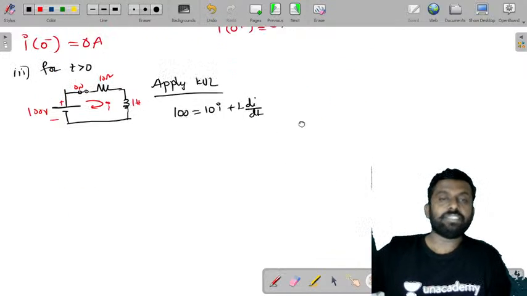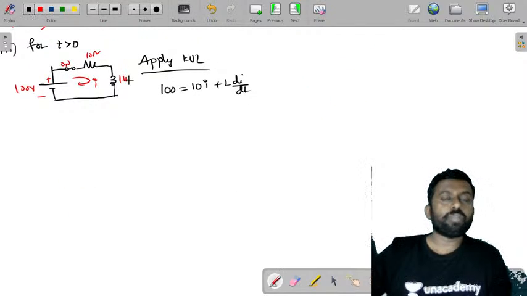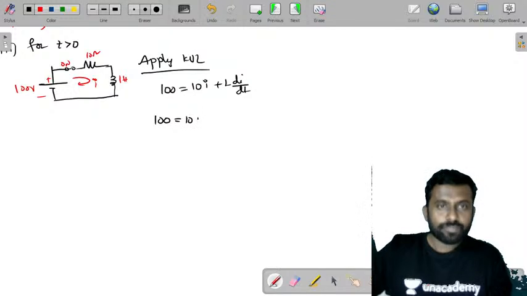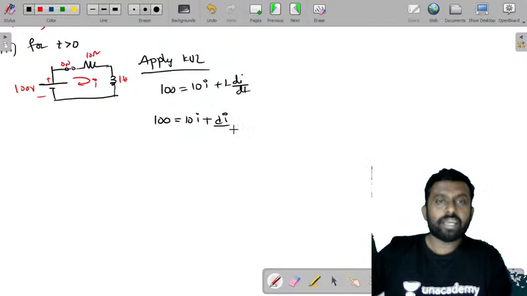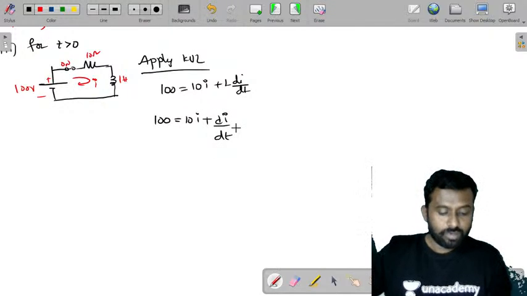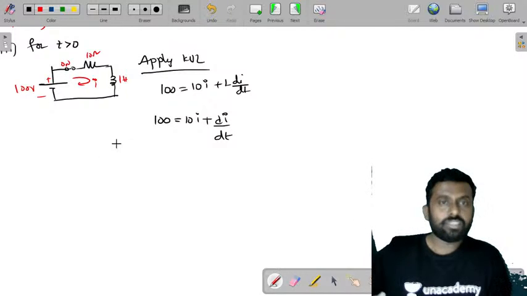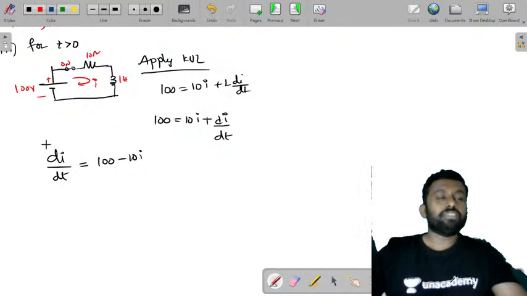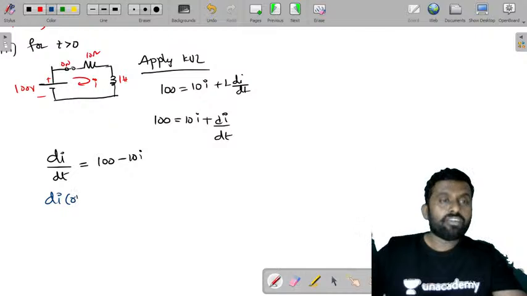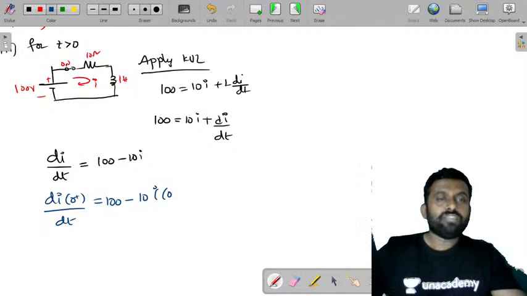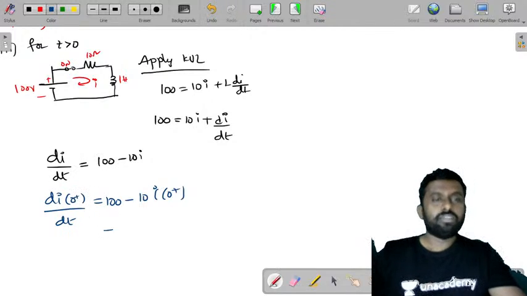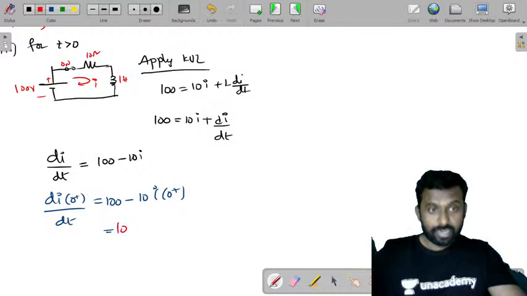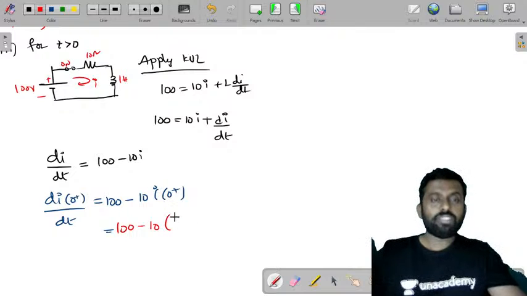So can I write it as 100 is equal to 10I plus, L value is 1, so di by dt. Now I want to find di by dt at I is equal to 0 plus. Can I write it as di by dt is equal to 100 minus 10I? From this, if I want to find di of 0 plus by dt, what is that? It is 100 minus 10 into I of 0 plus. You already know it is 0.